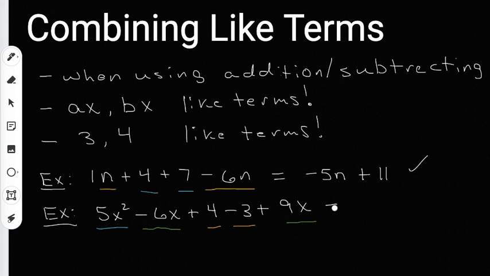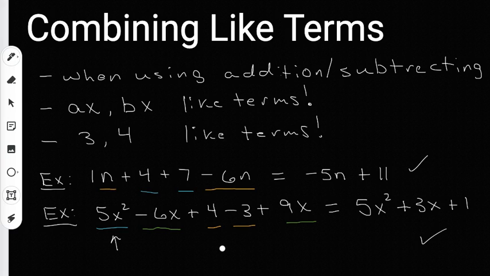So now that we're done with that, let's go ahead and put like terms together. The first thing I'm going to do is bring over my 5x squared. It's not really combining with anything, so it's going to be on its own. And then I'm going to put the x terms together, the terms that I underlined in green. So I have 9x minus 6x. That's going to give me 3x. And now I put the regular numbers together. I have a 4 minus 3, which is going to give me positive 1. And I'm done. So that is combining like terms.